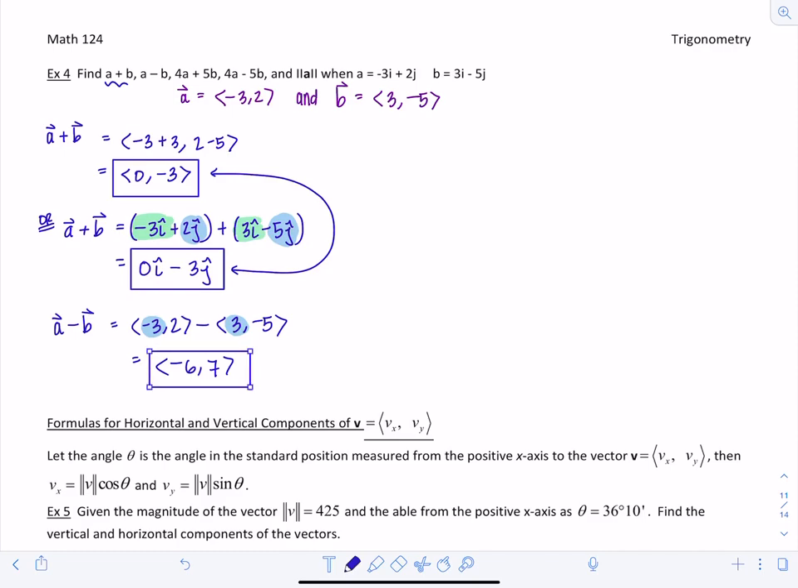All right, looks good. Now we need 4a plus 5b. So for a, can we do that in our head? 4 times this vector, just take the components, multiply by 4. So that would be negative 12, 8 plus 5 times b. So multiply each of those components by 5. It's going to be 15, negative 25. Okay, then we're going to add the components. So negative 12 plus 15, that's 3. And then 8 plus negative 25, that's negative 17.